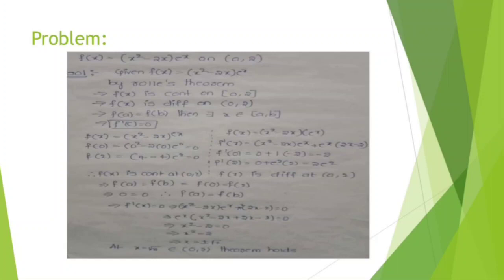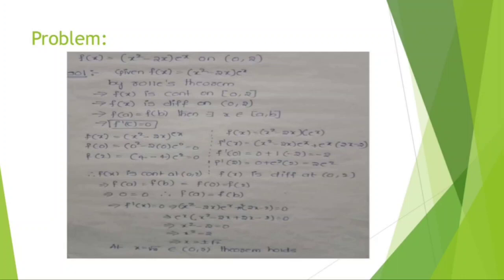f of x is equals to x square minus 2x into e power x, f dash of x is equals to x square minus 2x into e power x plus e power x into 2x minus 2. Then f dash of 0 is equals to 0 plus 1 into minus 2 is equals to minus 2. f dash of 2 is equals to 0 plus e square into 2 equals to 2e square. Then f of x is differentiable on 0 comma 2.